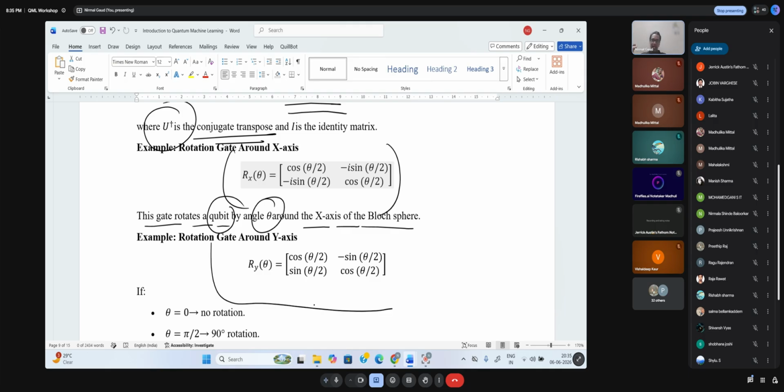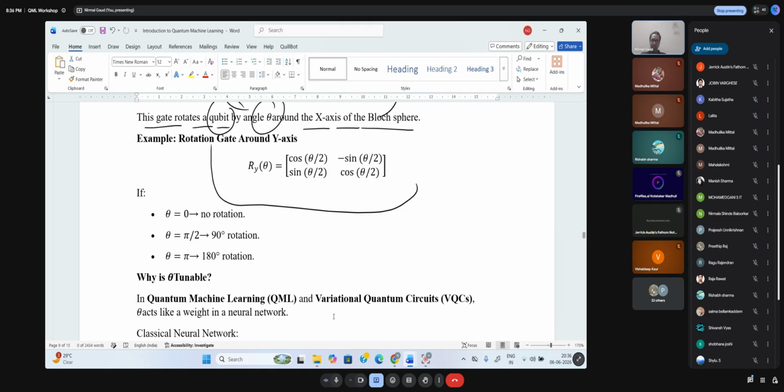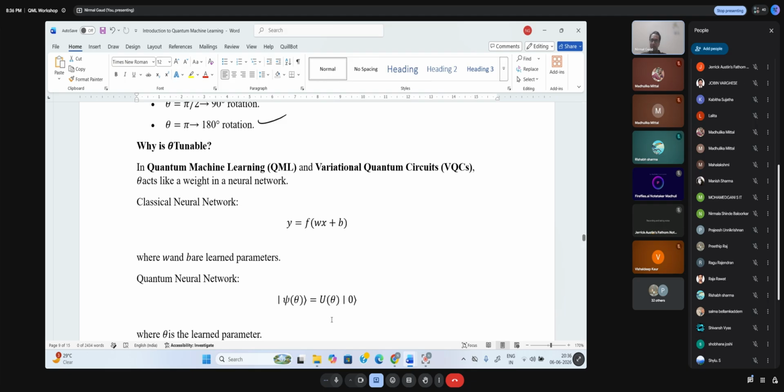Similarly, rotation can happen about the y axis. All right, the qubit is rotated. That rotation operation is represented by U, and the parameter is theta, where we are going to put an angle value. It can be 0, meaning no rotation. There could be a 90-degree rotation, or a 180-degree rotation. So theta is tunable. This parameter is tunable.